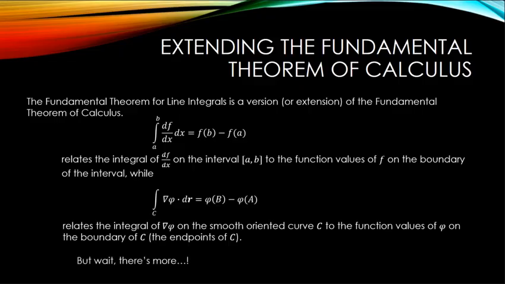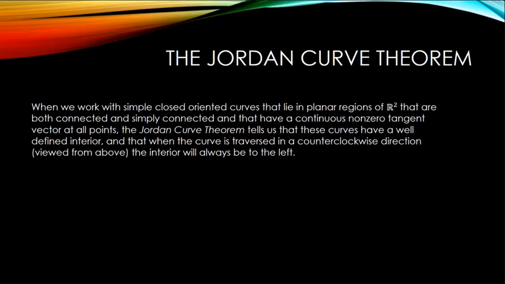But there's still more we can do. When we work with simple closed-oriented curves that lie in planar regions of R2 space that are both connected and simply connected and have continuous non-zero tangent vectors at all points, there's something called the Jordan curve theorem that tells me that these curves have a well-defined interior, and that when the curve is traversed in a counterclockwise direction as viewed from above, the interior will always be on the left.